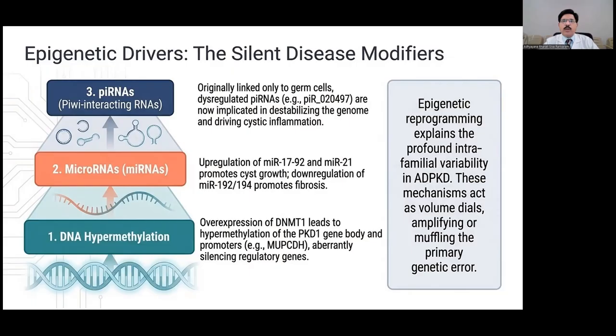Finally, originally linked only to germ cells, dysregulated piRNAs are now implicated in destabilizing the genome and driving the cystic formation. Now read the box there. Epigenetic reprogramming explains the profound intrafamilial variability in ADPKD. In some families, it is profoundly manifest. In some families, it is not. Why is it? Because the epigenetic reprogramming is different. These mechanisms act as volume dials, amplifying or muffling the primary genetic error. If the genetic error is amplified, you have a very severe disease. If it is muffled, it will be a slow progressing disease.